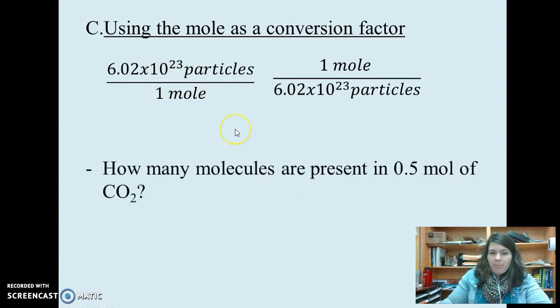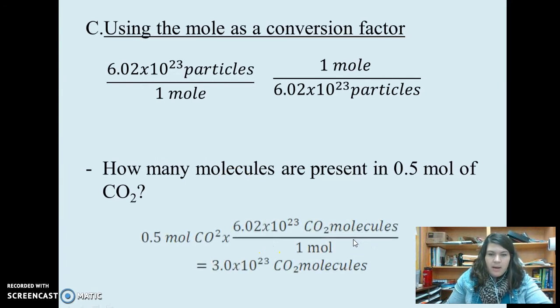So let's do an example problem, and I would encourage you just to jot this down in your notes. How many molecules are present in 0.5 moles of carbon dioxide? Okay, so let's see here. We start with what we know. So I know that I am starting with 0.5 moles of CO2.